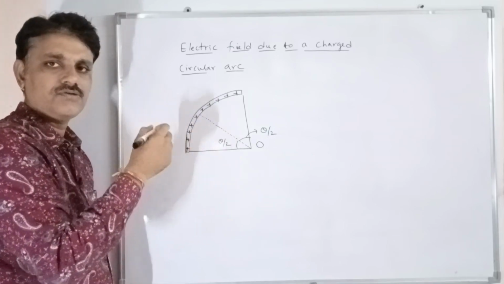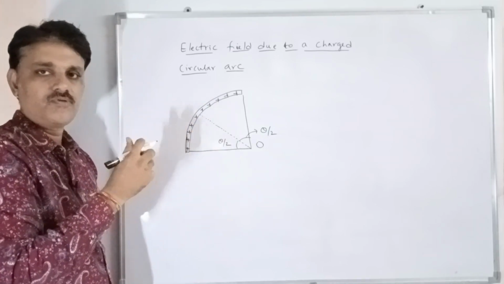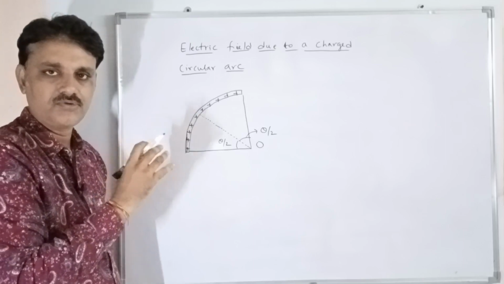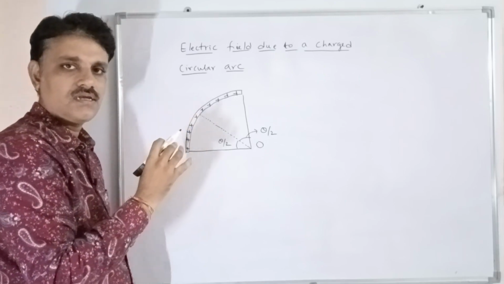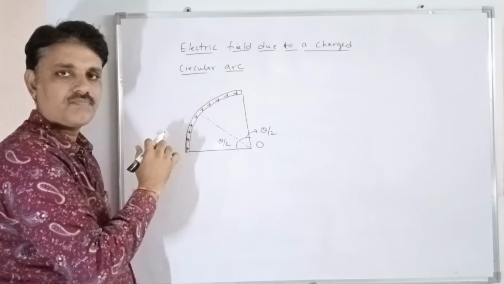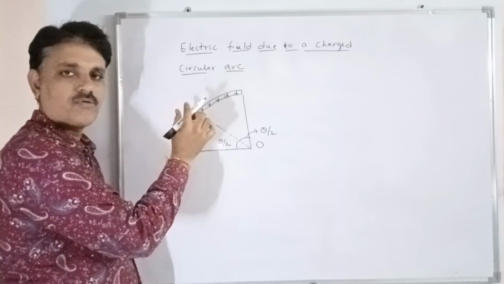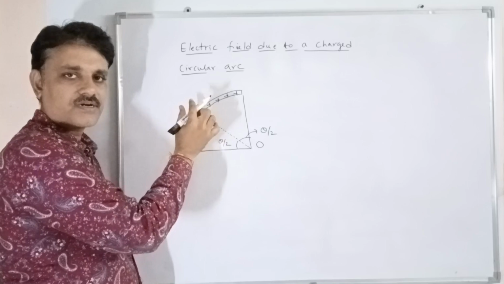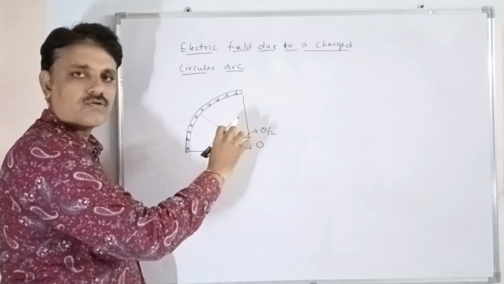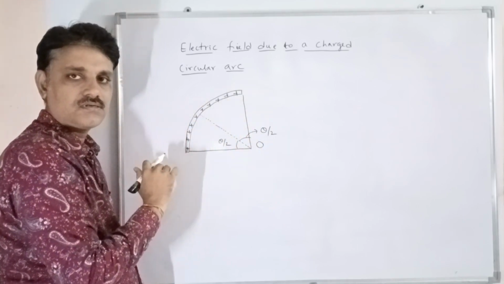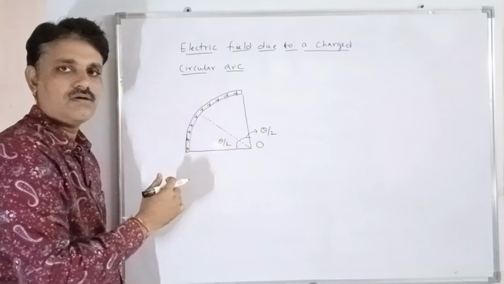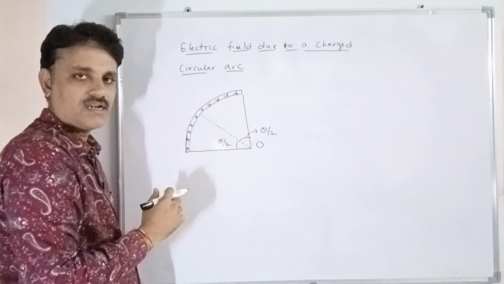So this is a continuous charge distribution. Before solving any problem related to continuous charge distributions, initially we take a small portion of the circular arc. With respect to the small portion, we calculate the small electric field, and after that we integrate over the limits. Whatever the limits are, we integrate for those limits, then it will give the final result.